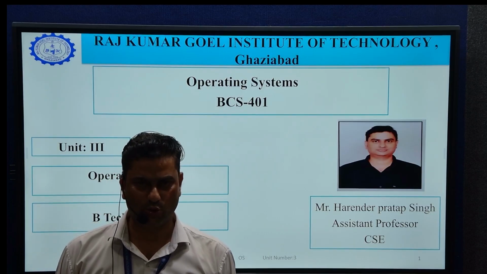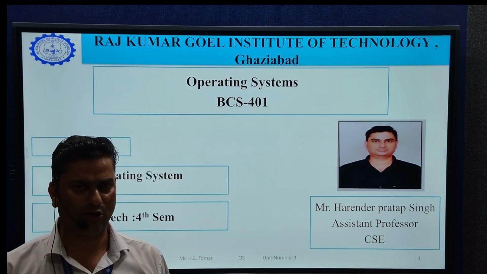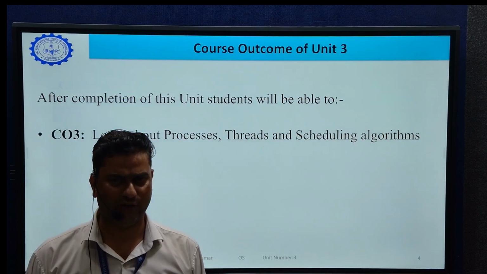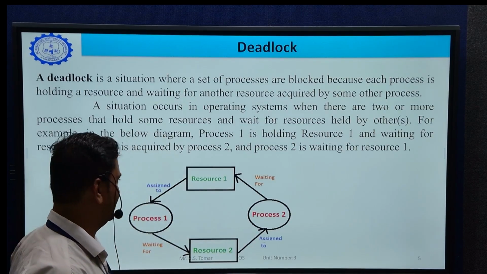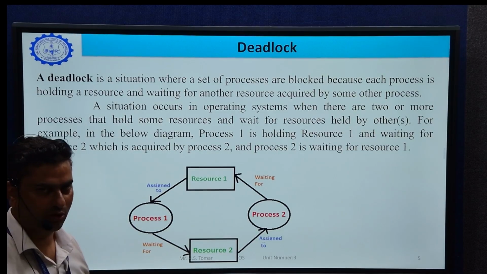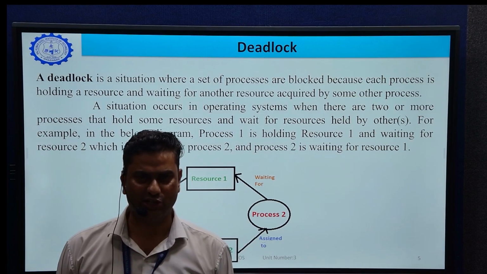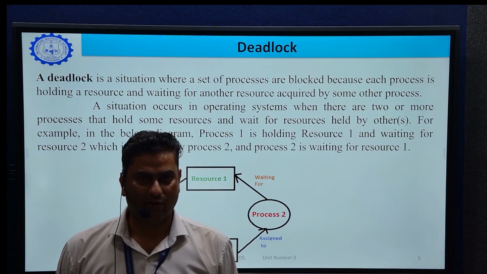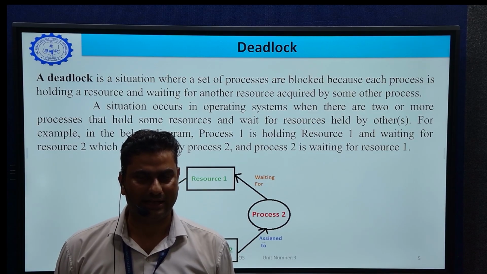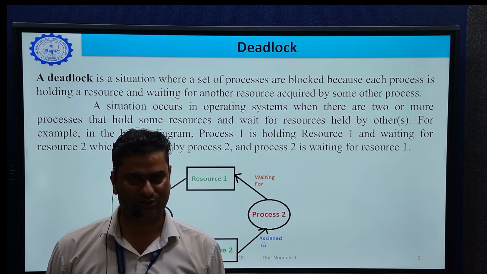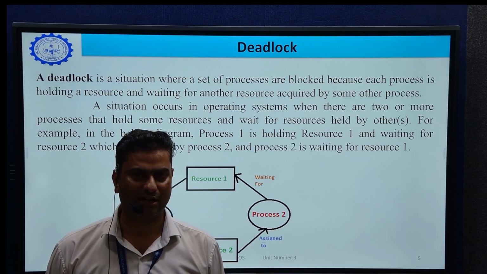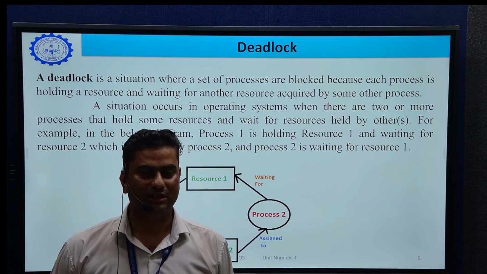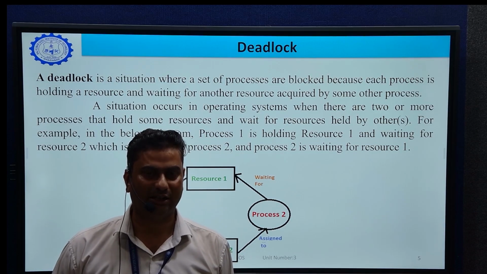Ghaziabad. Today I am going to explain the topic of deadlock with deadlock prevention and deadlock avoidance strategies. What is deadlock? Deadlock is the situation in which two or more processes are waiting for some resources and at the same time they are holding some resources. That means processes are waiting for those resources which are already allotted to some other process.